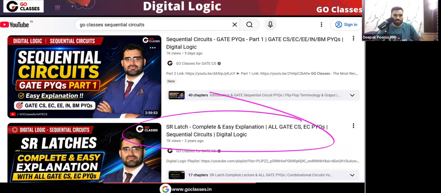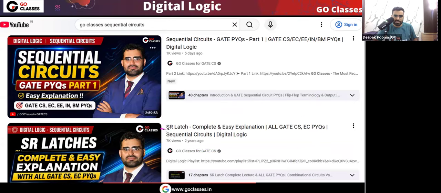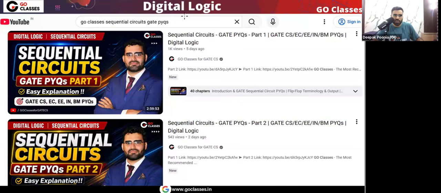For example, you can see this video. This is SR latch complete and easy explanation. Basically, in this single video we have discussed all about SR latch, S bar R bar latch, and also all the GATE CS and GATE electronics PYQs. So you can just search Go Classes sequential circuit and you can watch our sequential circuit lectures and also GATE PYQs part 1, GATE PYQs part 2.